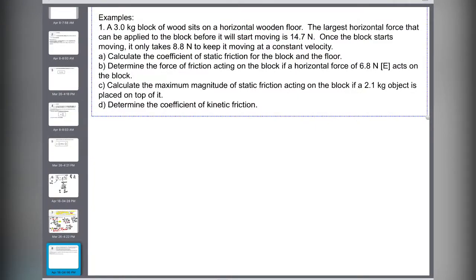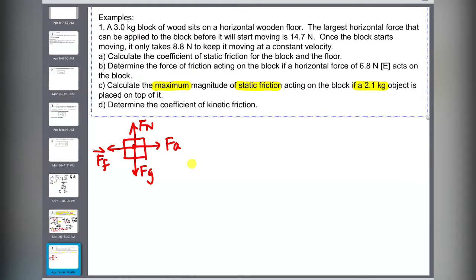Okay, part C now. They're asking you to calculate the maximum magnitude of the static friction that is acting on the block if you put an extra 2.1 kilogram object on top of it. Your free body diagram actually stays the same. So I still have an applied force that's pushing on it. I have force of friction, force of gravity, and force of normal.